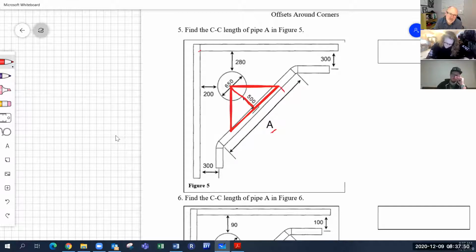And now I can get this measurement so far. So you can see I have half of this diameter here. The diameter is 650. So half of that diameter is 325. So that's this piece right here. And then I go 500. So that's 825. So this side is 825 and this side is 825. We also have to remember that none of this stuff is to scale. None of it's to scale.